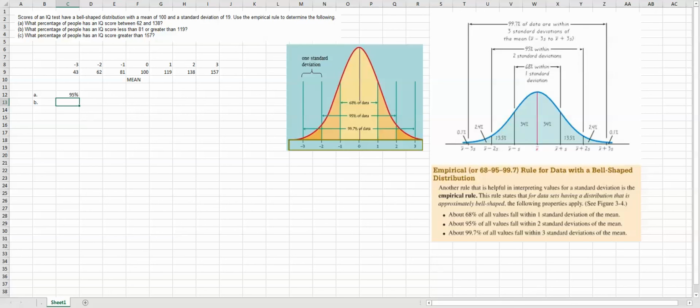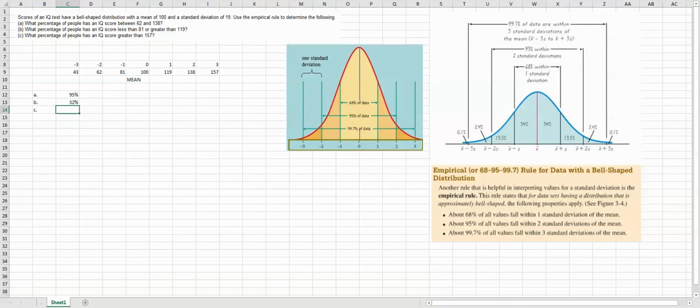B is less than 81 or greater than 119. In this case, it's going to be easier, because 81 is 1 standard deviation below and 119 is 1 standard deviation above. So you're looking at 68% of your data between those two numbers. Since I'm looking outside, let's take 100 minus 68, and so it has to be 32% of our data that falls outside those two values. In other words, 32% is outside the 68% mark.